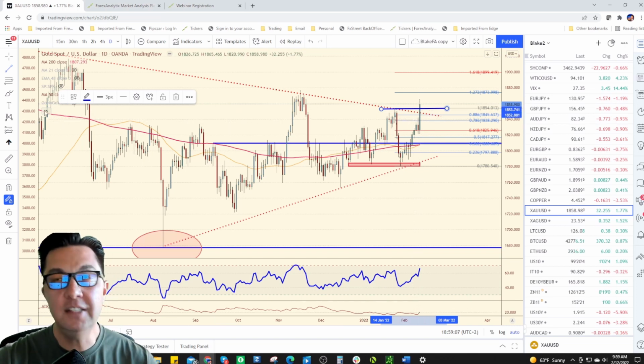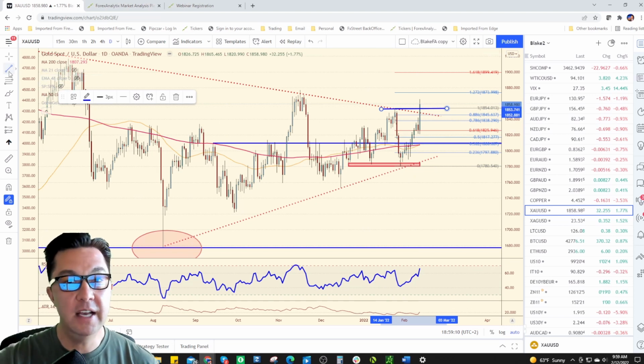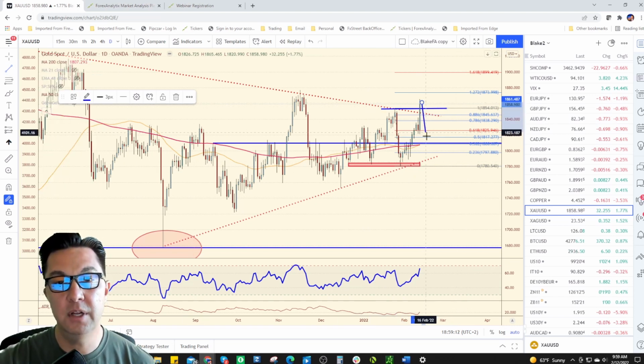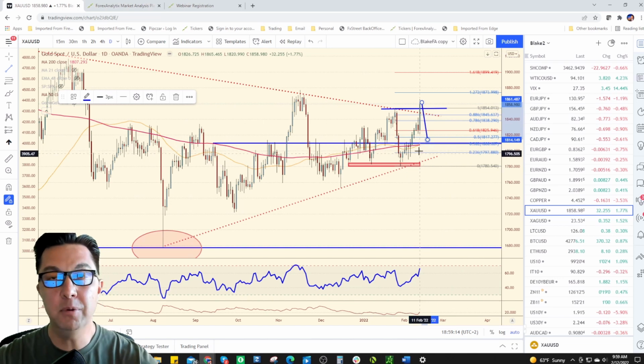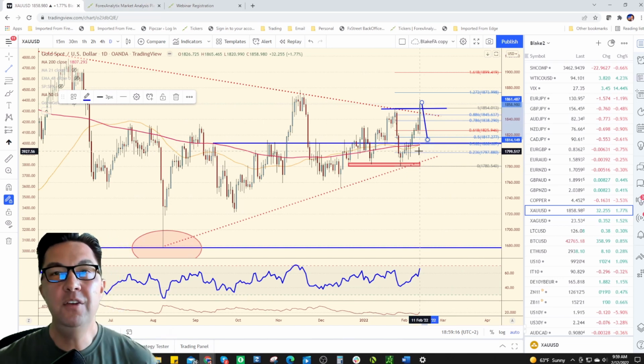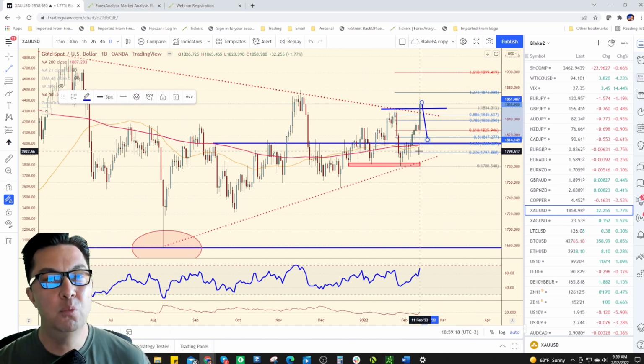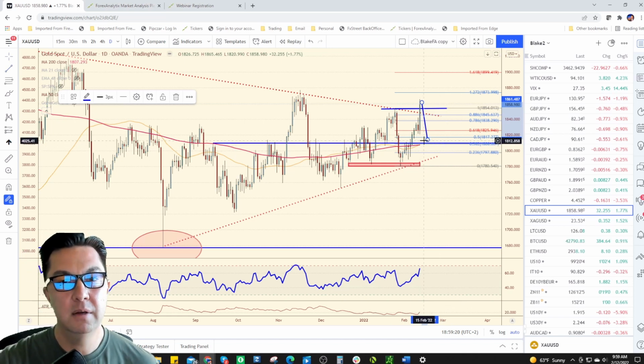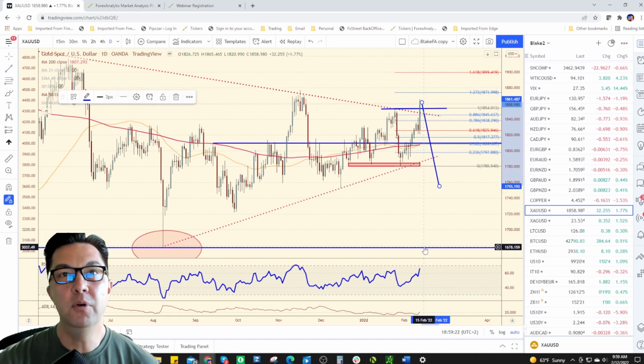Well, let's say next week things de-escalate a little bit and gold actually succumbs. People start stepping in and selling. Well, then you have a false breakout to the upside, which tends to bring a move to the downside.